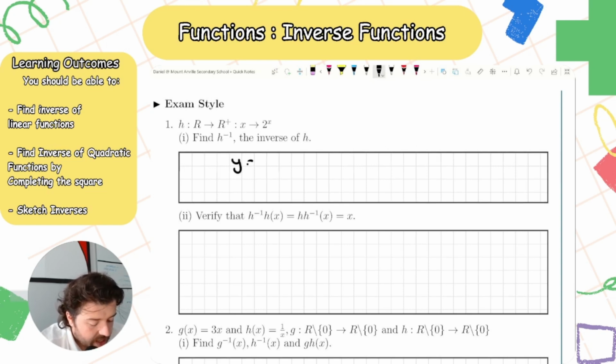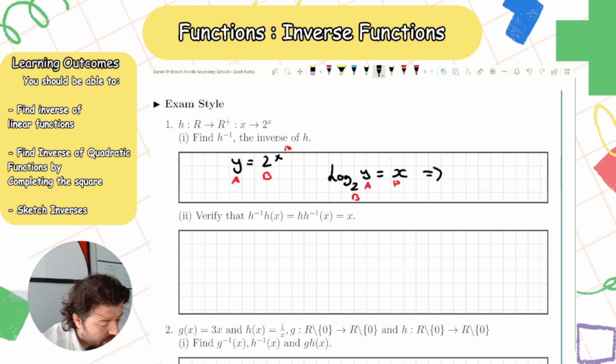Right. This one now, my function is 2 to the power of x. So I have y equals 2 to the power of x. So I want to get x on its own. So I'm going to have to use logs, right? So it's going to be log base 2 of y is equal to x. So 2 to the power of x gives me y. So remember, BAP: base, answer, power. So log base 2 of y is equal to x, and then as the inverse, that is going to be log base 2 of x equals f inverse of x.